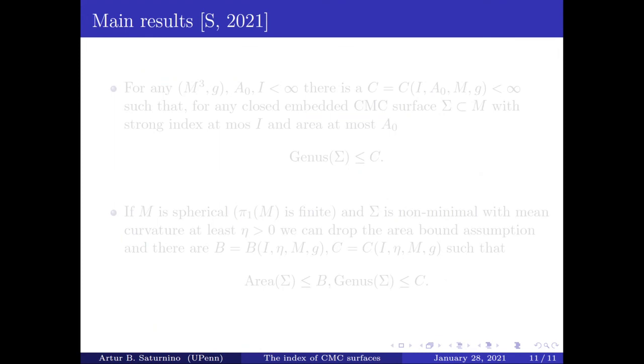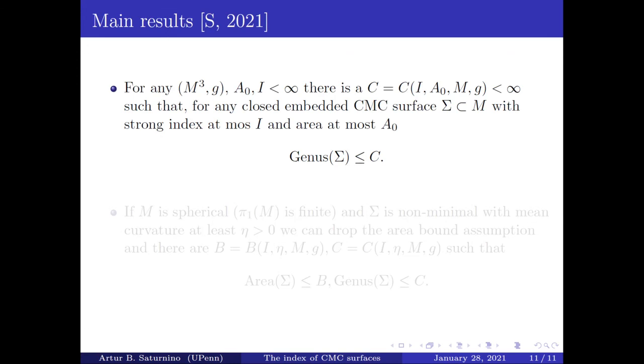So for the statements of the main results, which I'm going to talk more about in part 2, the first result states that in any closed three-manifold, the area and index bounds for an embedded CMC surface control the genus. It's interesting to note that this bound C really depends only on the area bounds and on the manifold. So it doesn't depend on the value of the mean curvature.